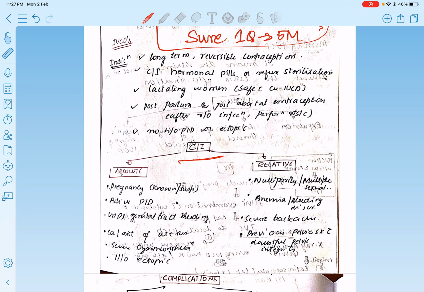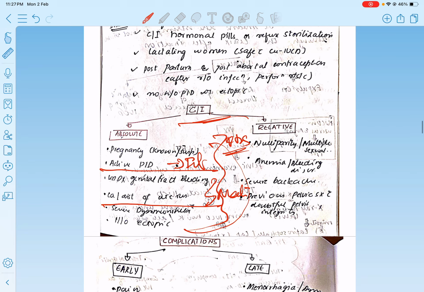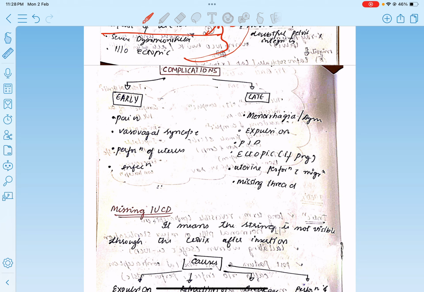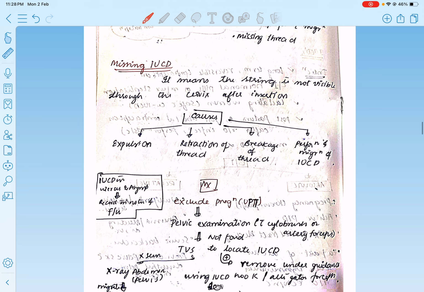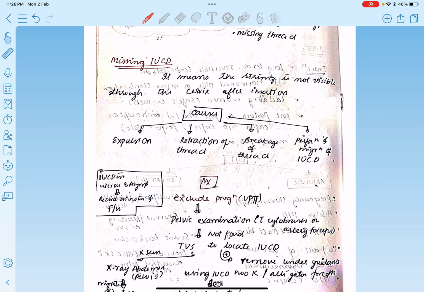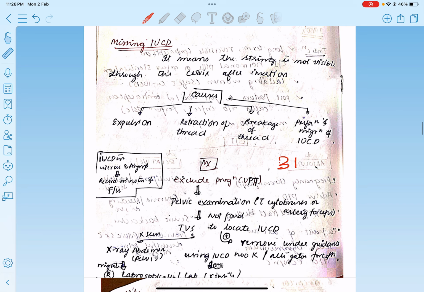So again, these are the contraindications, divided into infection, malignancy, then something obstetric related, and these are the related things. Again, complications, I am sure you would have studied in your pharma, I am not discussing. And also the missing IUCD management is an important 3-marker question.